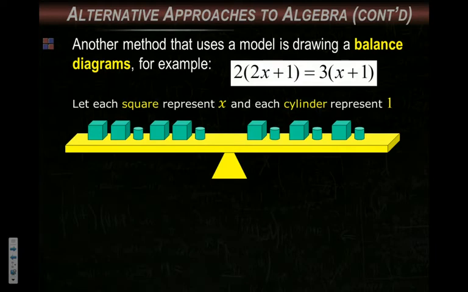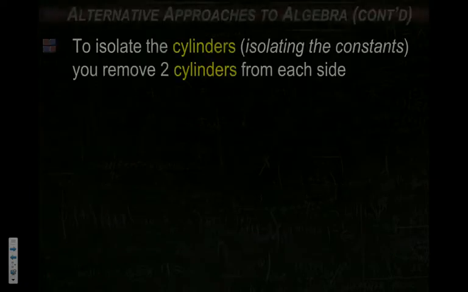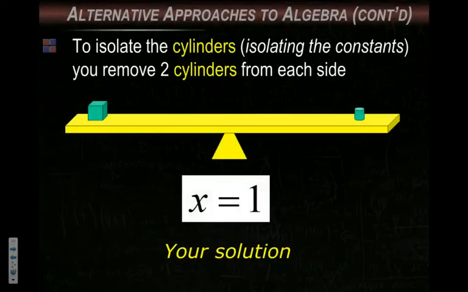Now, just like any balance beam, I could remove stuff from one side, right? So if I pull a box off this side, I better pull a box off that side to keep it balanced. So if I remove 3 boxes from this side, 3 boxes from that side, and then I remove 2 cans from this side and 2 cans from that side, what am I going to be left with? I'm going to have just a box equals a can, or an x equals a 1, and it's solved. Now that doesn't work with every sort of problem, but it's something to try.